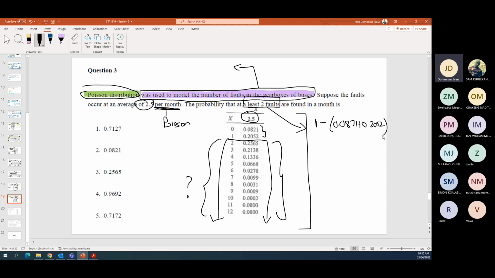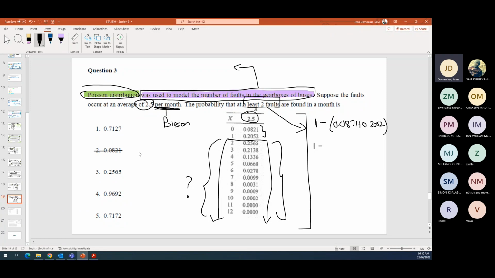So remember, in Poisson, in discrete, in binomial, when we get to normal distribution, all of the distributions, the probabilities would need to add to 1. So let's see, 0,0821. Hey, quite interesting. That was one of our options, so you can even eliminate that.